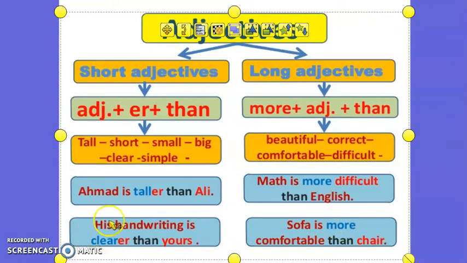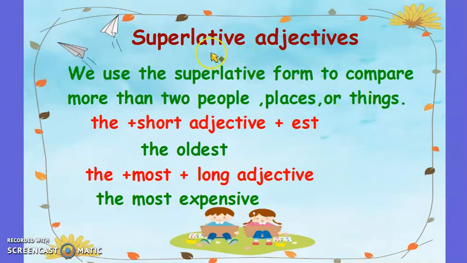Now we will start with the second part of the rule, which is the superlative. What is the superlative form? We use the superlative form to compare more than two people, places, or things.